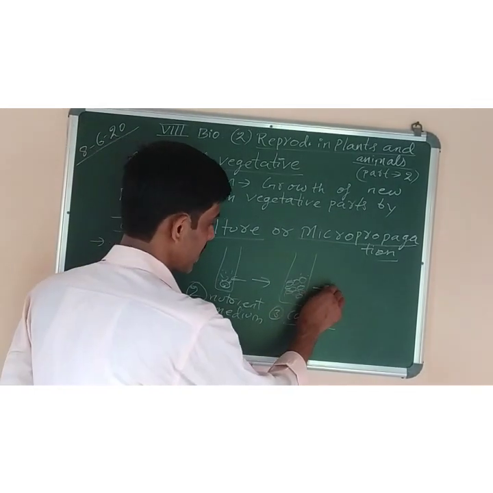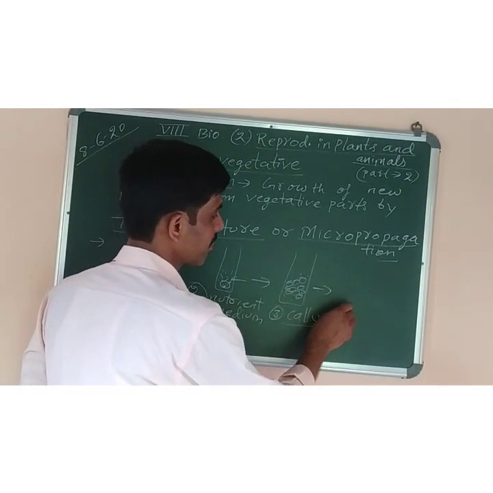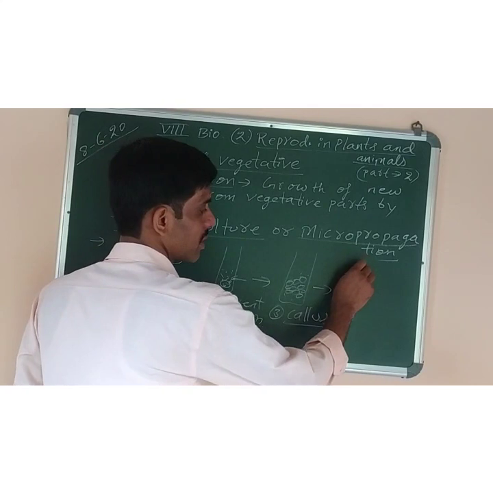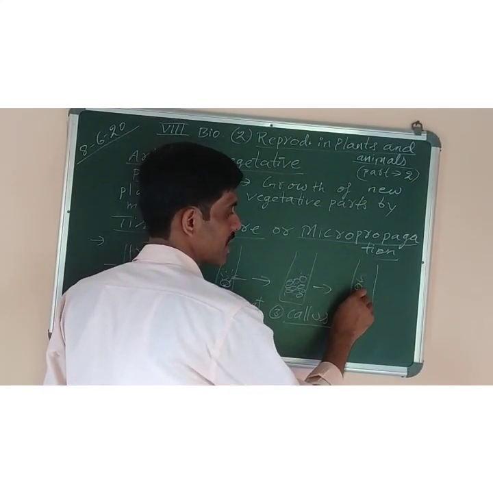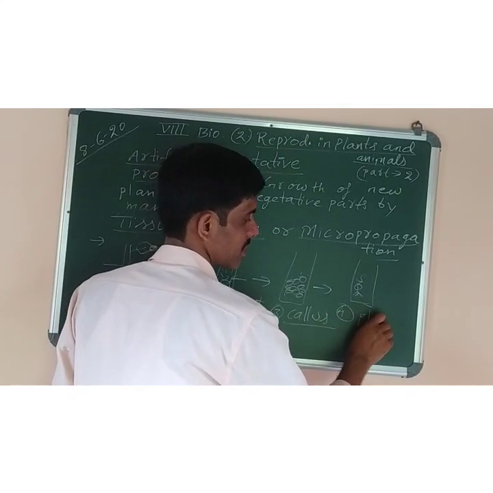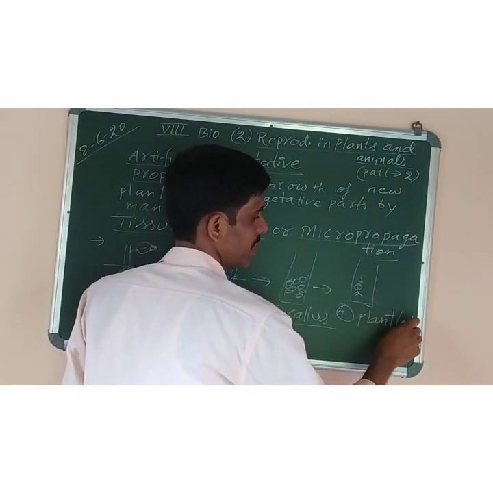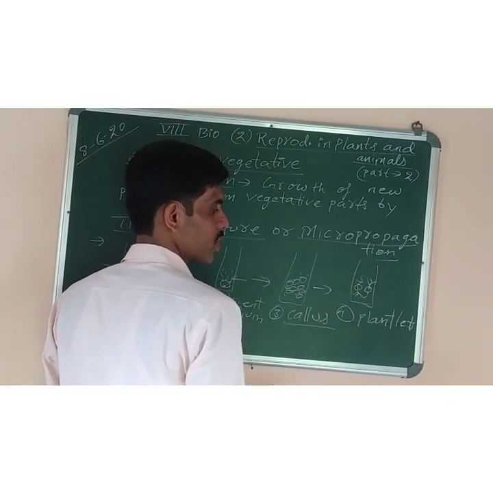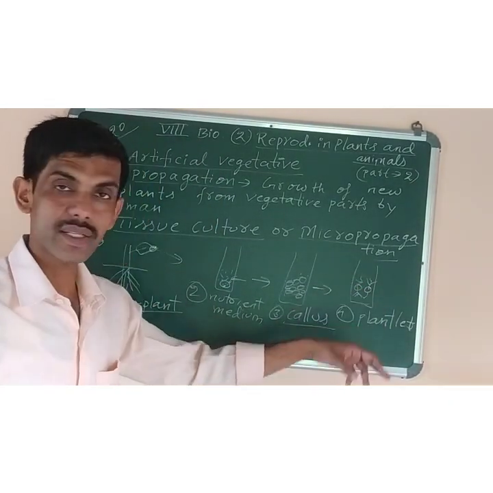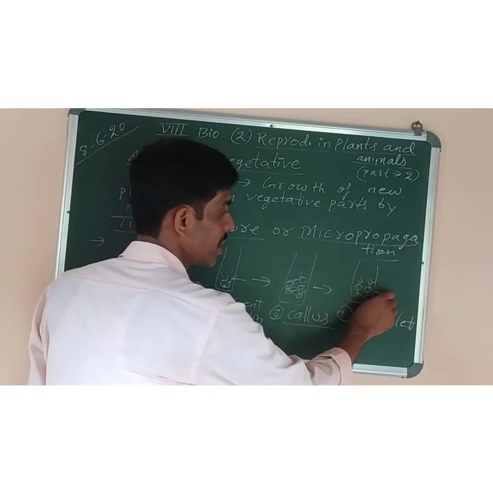Now next step, 1, 2, 3, fourth step. This callus will start developing baby plants, which are called plantlets. So plantlets means baby plants will develop. Many baby plants will be there. Okay. So we have to take these baby plantlets outside and grow them into the soil.